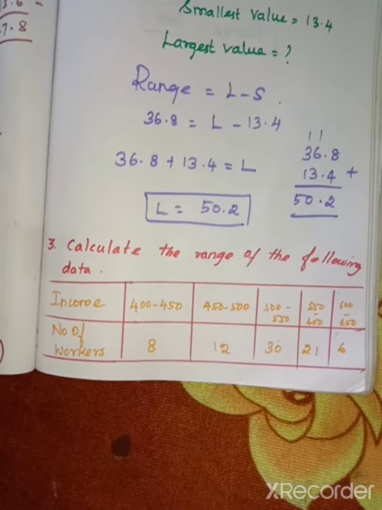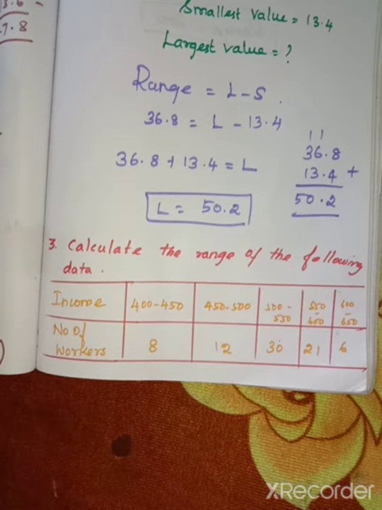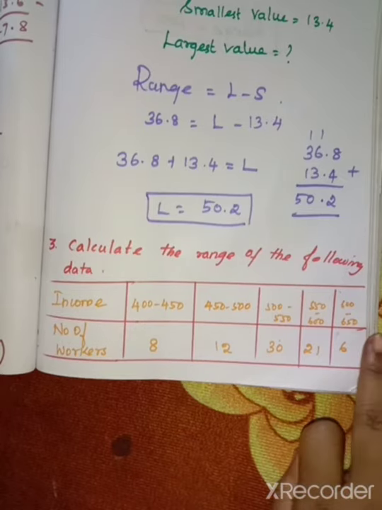Here we want to calculate the range. For the range, we want to choose the class interval. Don't take the frequency; we don't take the number of workers. We have to take the class interval. For the range, we want to find the largest value and smallest value. So for the largest value, we know which one is the highest one.